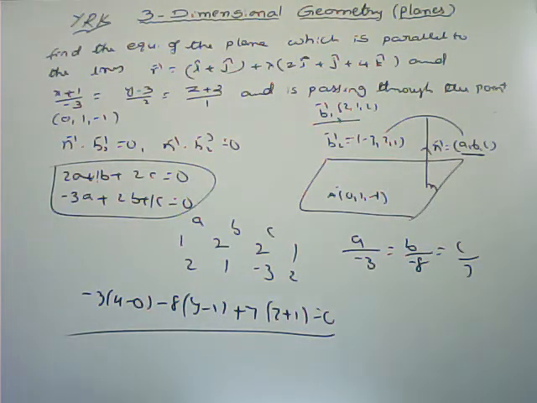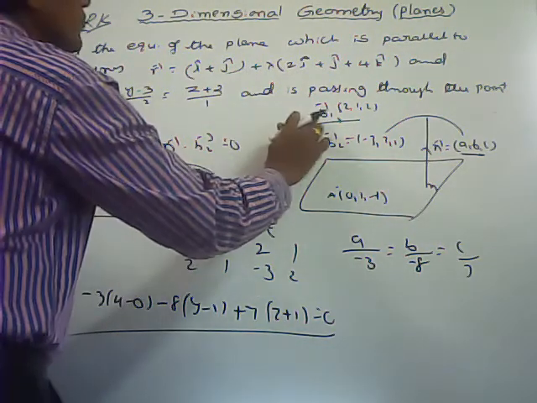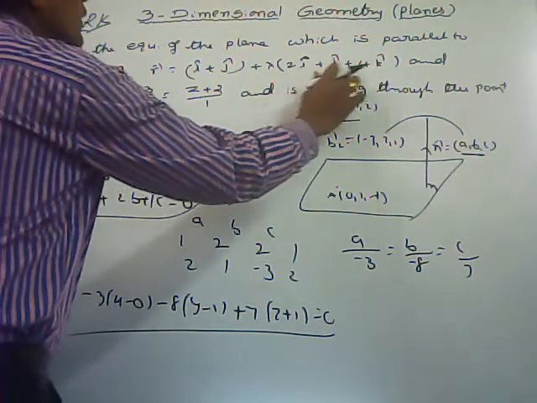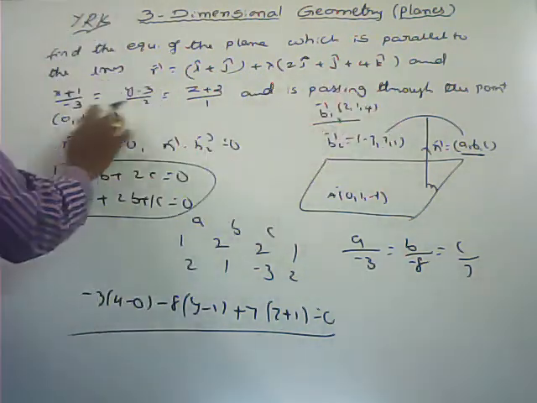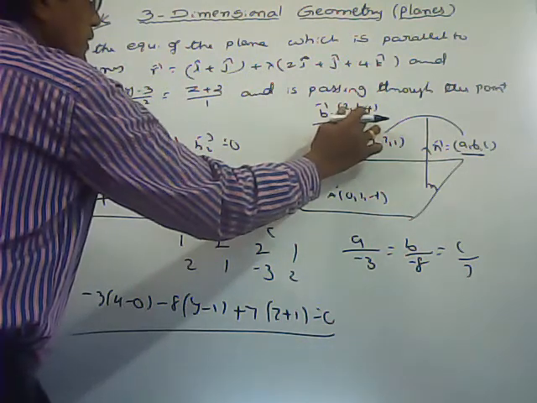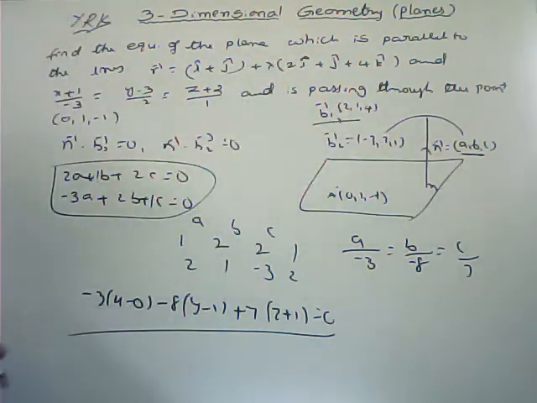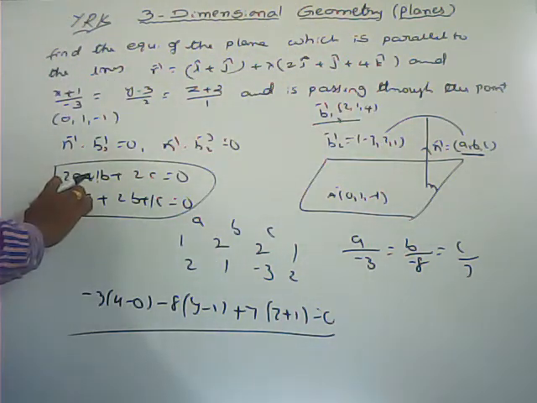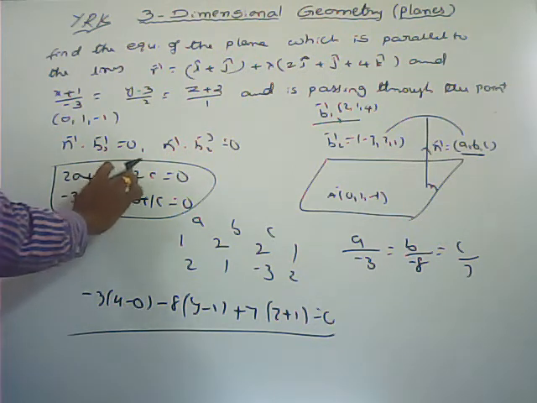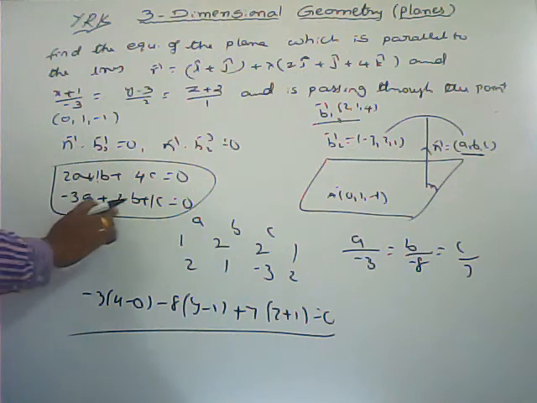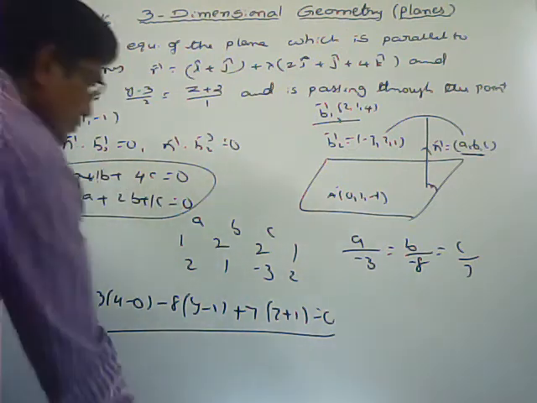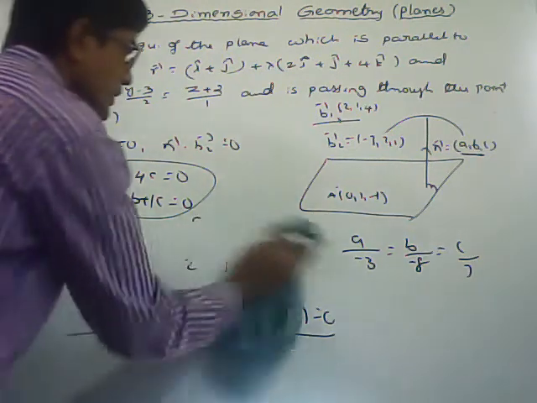Here a small correction, I copied wrongly. b1 bar is 2, 1, 4, here I have written 4, 2. It is 2, 1, 4 and minus 3, 2, 1. Now 2a plus b plus 4c is equal to 0 and minus 3a plus 2b plus c is equal to 0. Here I am doing this one once again.